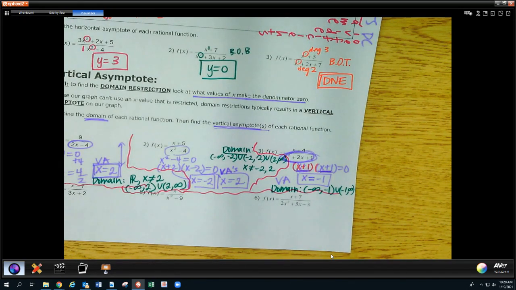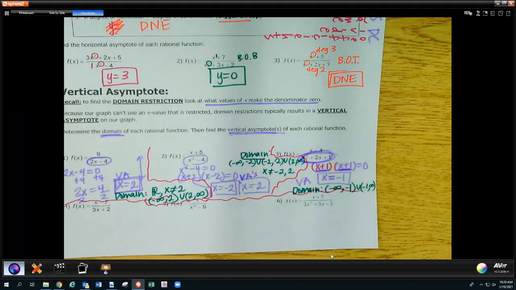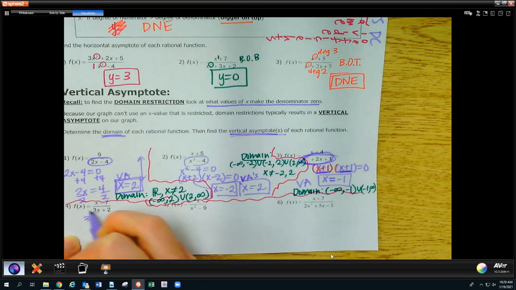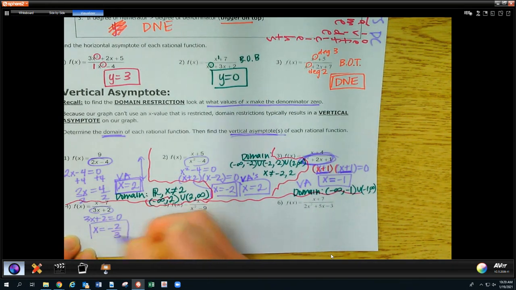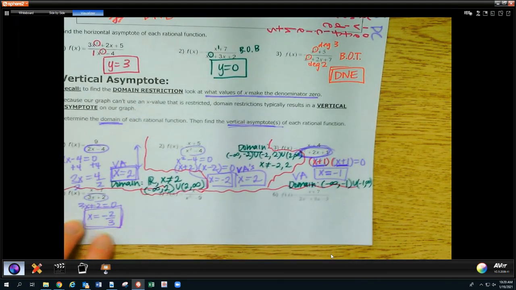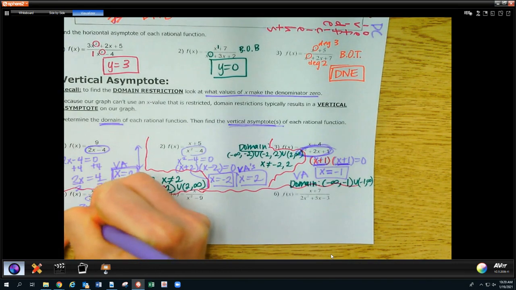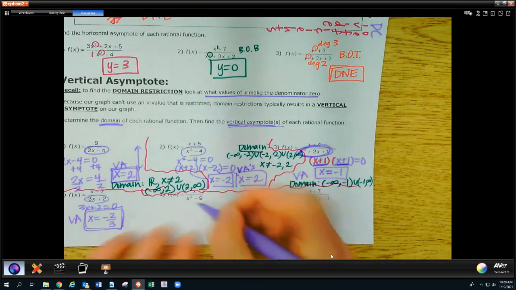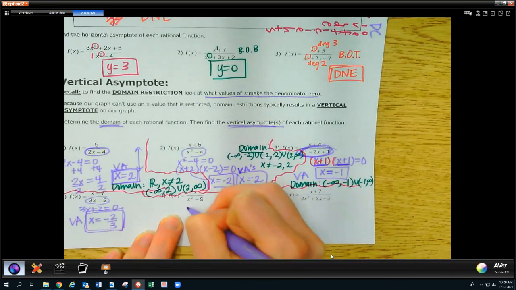All right, on number 4, we have a linear on bottom. So that ends up, if we solve it, giving us -2/3. So you don't always get a pretty number for your vertical asymptote, but you can still graph that. You did that with transformation. So there's our vertical asymptote. I'm going to go ahead and keep finding the vertical asymptotes.